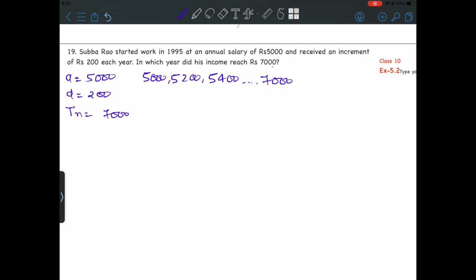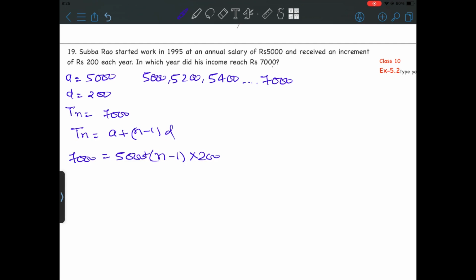So now we have to utilize the formula of nth term. That gives us Tn is equal to A plus n minus 1 into D. The value of Tn is 7,000. A is given as 5,000. And you have to find out when that becomes this much salary. And the D is 200, right? I think I forgot the plus sign here.